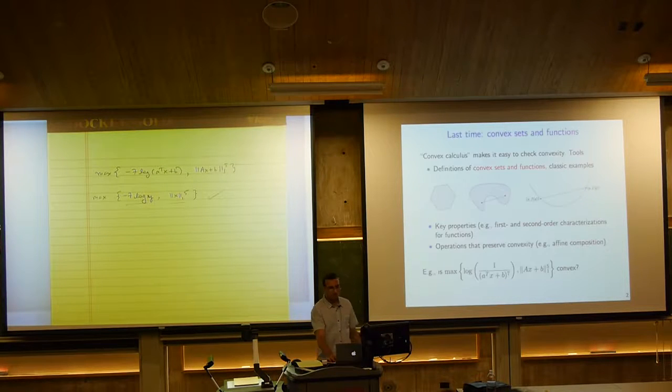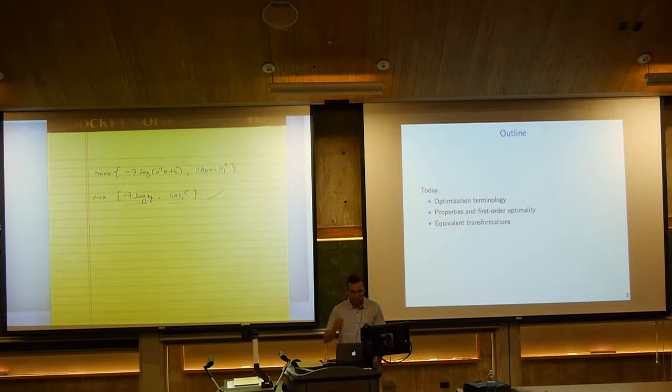I think that was good to work through some of those details because we were kind of rushed last time. Hopefully I can still get through today's lecture. So we're going to talk about terminology and properties of optimization problems, and then a bunch of transformations that you can make to optimization problems that don't change their solutions.